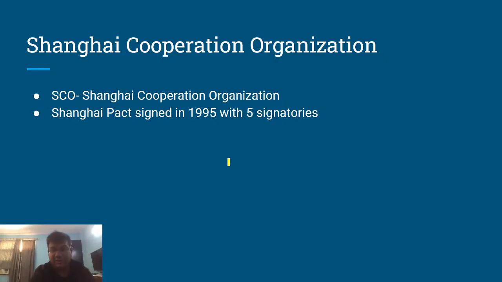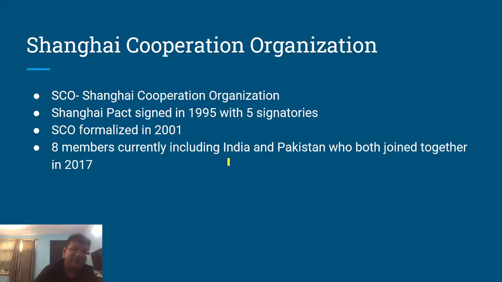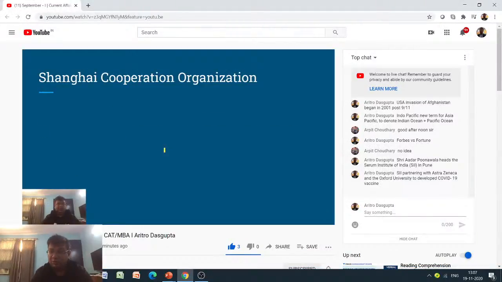The SCO has five signatories. This actually included a lot of countries from Central Asia, countries that were formerly part of the USSR. The SCO was formalized in 2001. Before that, there was the Shanghai Pact, which was signed. In 2001, one more country was added, and in 2017, India and Pakistan both joined. Actually, India had been wanting to join, and China was vetoing India's entry, but finally China did accept under the condition that India and Pakistan should both join.